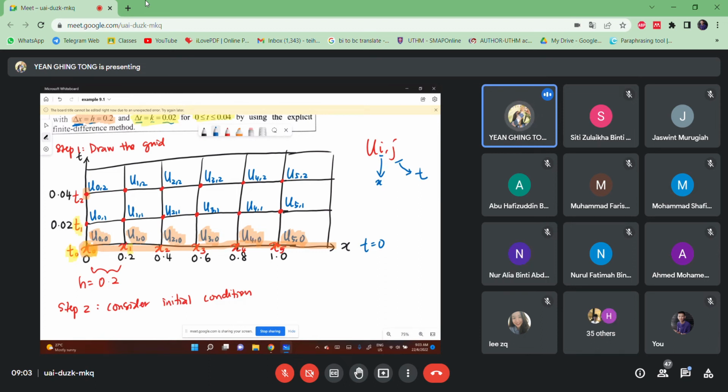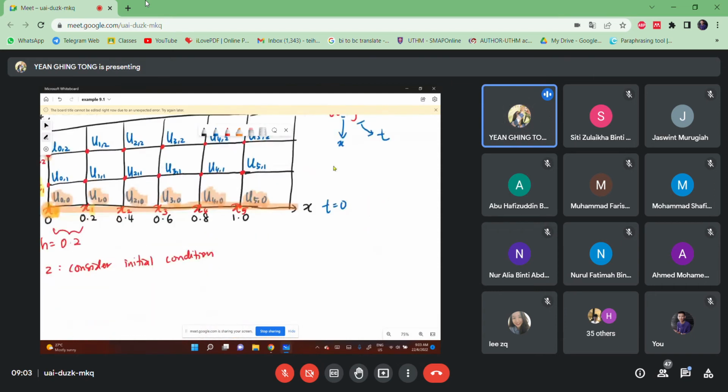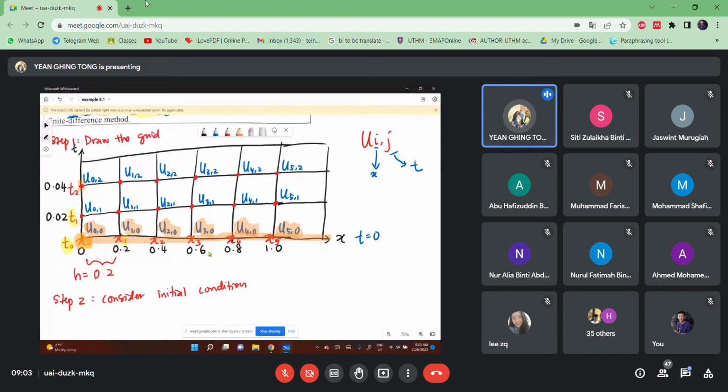So the initial condition is given here just now. It said the initial temperature. When t is 0, like I mentioned just now, that means the value of u is x squared, from x equal to 0 until 1. So that means start from x 0 until x equal to 1, dia punya initial. So just now dia tulis macam ni, u(x,0) equal to x square. Okay.